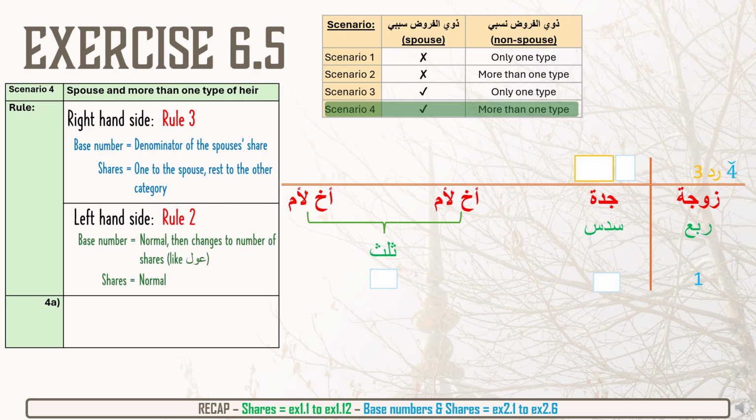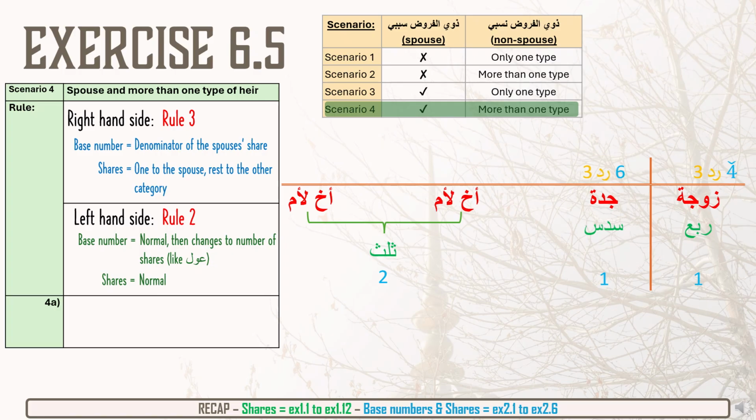Well, rule 2 was to give out a normal base number first. Well, we've got a sudus and a thuluth, so the normal base number will be 6. Give out the shares like usual. Well, a sudus of 6 is 1, a thuluth of 6 is 2, and then you add up the shares, and then you write that number as the radd number. So 1 plus 2 is 3, so therefore you write radd 3.